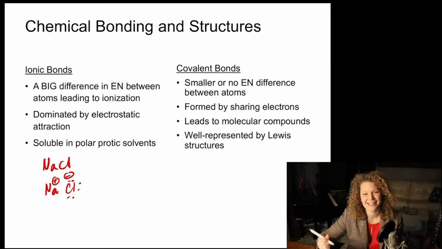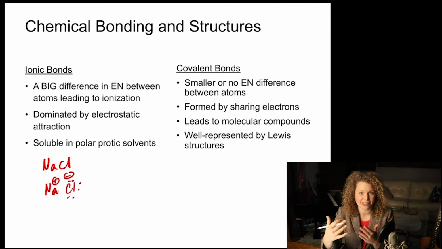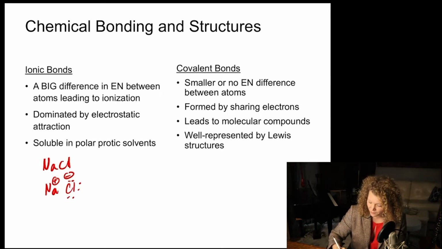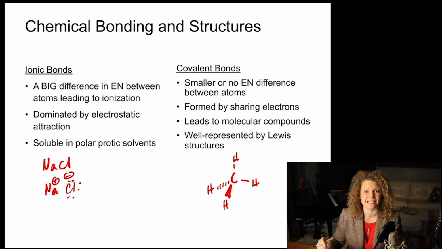Another type of bond is a covalent bond. Covalent bonds are when two atoms share electrons. They usually have a small difference in electronegativity. Say, for example, methane. The carbon and hydrogen here have a very small difference in electronegativity that we'll talk about in this video.